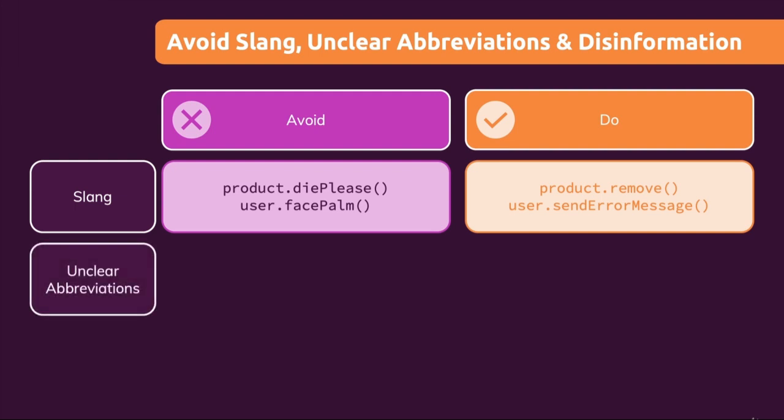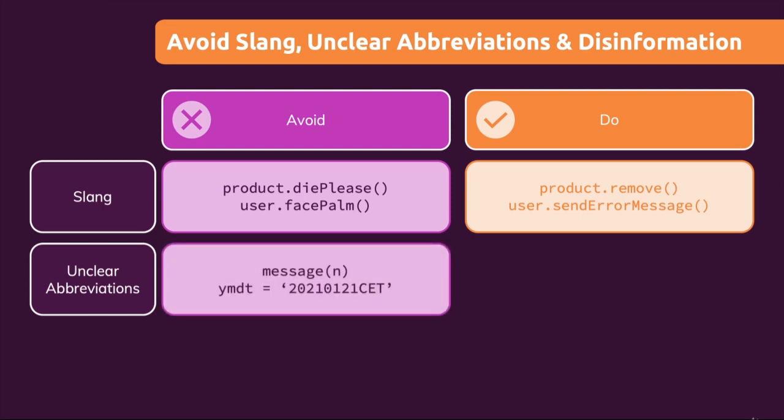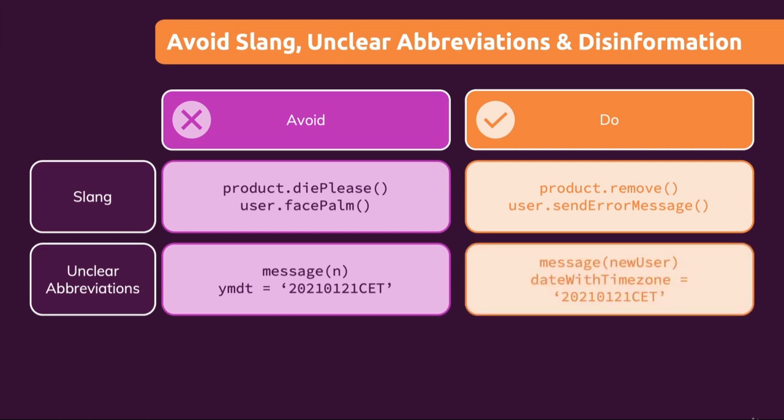Unclear abbreviations can also be a big issue. Consider these examples here. Message N, and then YMDT equals something. The second line is probably some date snapshot, but it's hard to reason about it. It's not clear what is what, at least not immediately. So here, clearer names help a lot. If we use new user instead of N, it's clear that we're sending a message to a new user and not to something. And if we name the variable date with time zone or something like that, it's also much clearer what's inside of that variable.